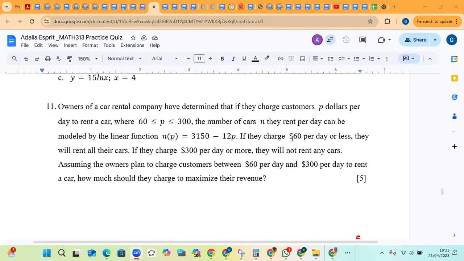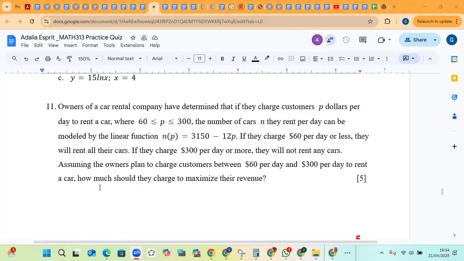If they charge $60 per day or less, they will rent all their cars. If they charge $300 per day or more, they will not rent any cars. Assuming the owners plan to charge customers between $60 per day and $300 per day to rent a car, how much should they charge to maximize their revenue?